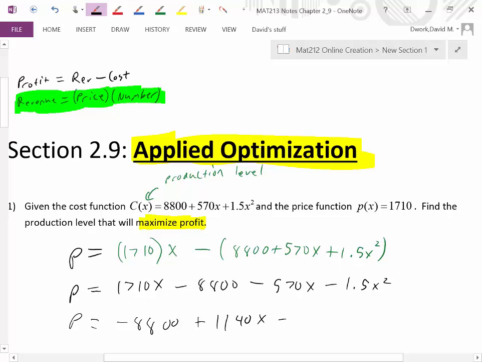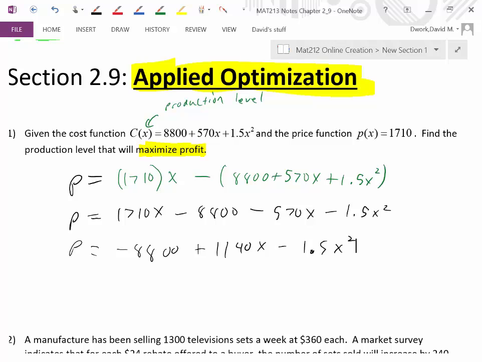So that's 1,140x minus 1.5x squared. All right, so now we are at the point where we could say this is as cleaned up as we're going to get it. Now it seems like a good time to take our derivative. So we take our derivative, that's a constant, so it's 0. So this is going to be 1,140 minus, bring this 2 to the front, 2 times 1.5 is 3x.